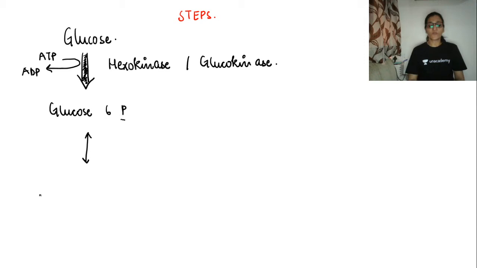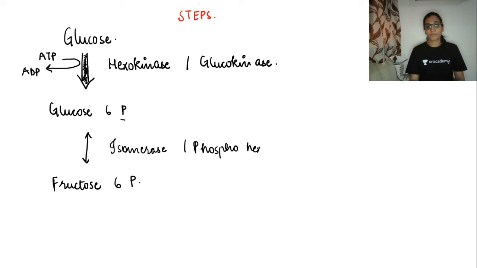Now, from glucose 6-phosphate, there will be formation of fructose 6-phosphate. This step is reversible, and there is just the form changing. So this is an isomerase enzyme dependent reaction. Another name of this isomerase is phosphohexoisomerase.